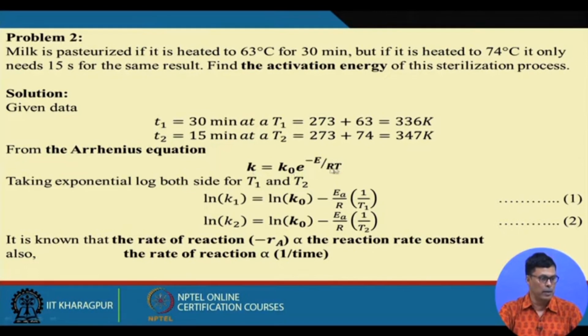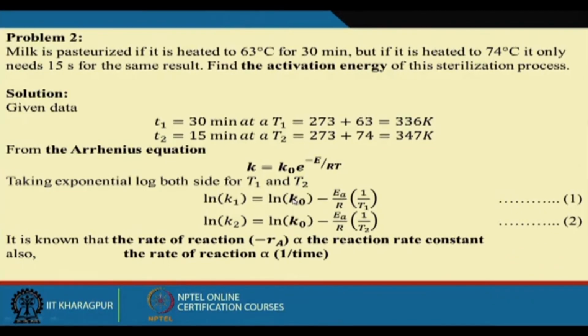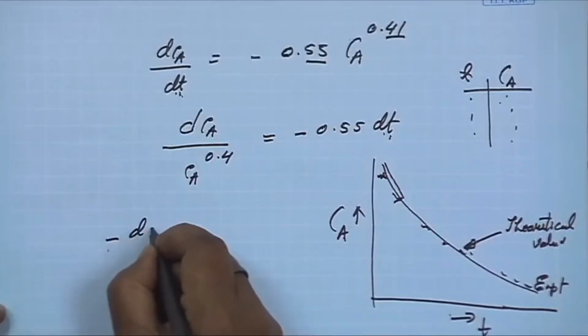e to the power minus Ea by RT. What is k0? It is the Arrhenius constant. Ea is the activation energy, R is the gas constant, and T is the absolute temperature. Now, I can write this equation like this, and the reaction rate we have already seen. What is the rate of reaction? Minus dCA by dt.